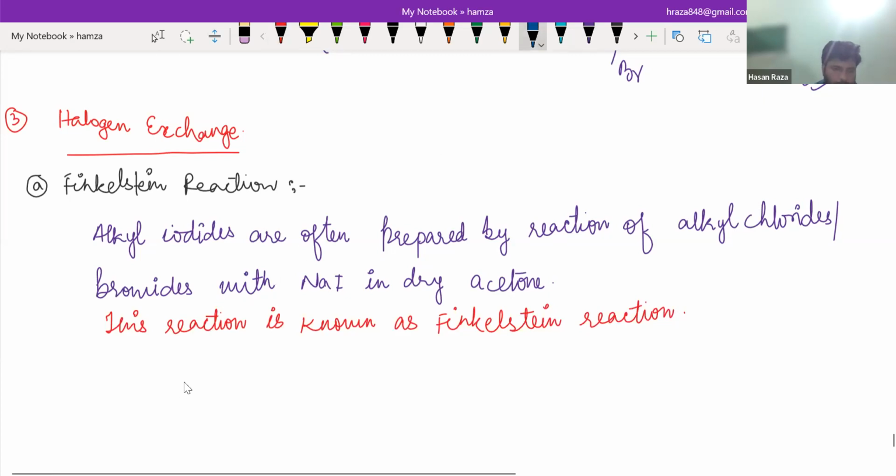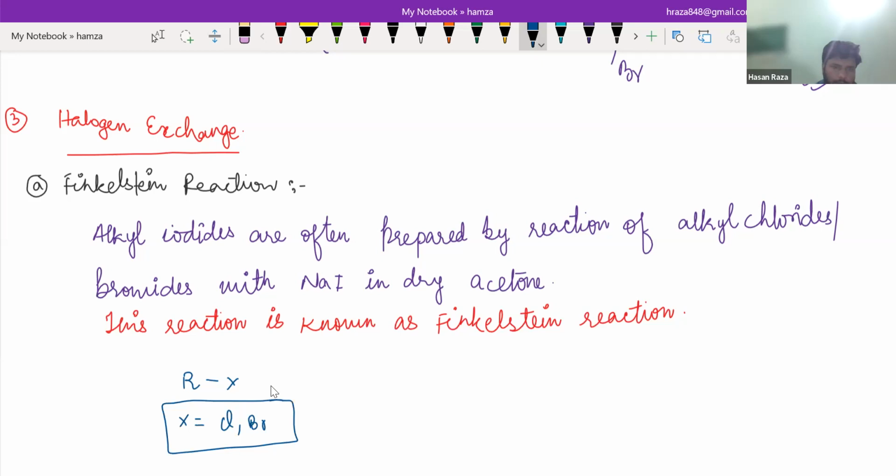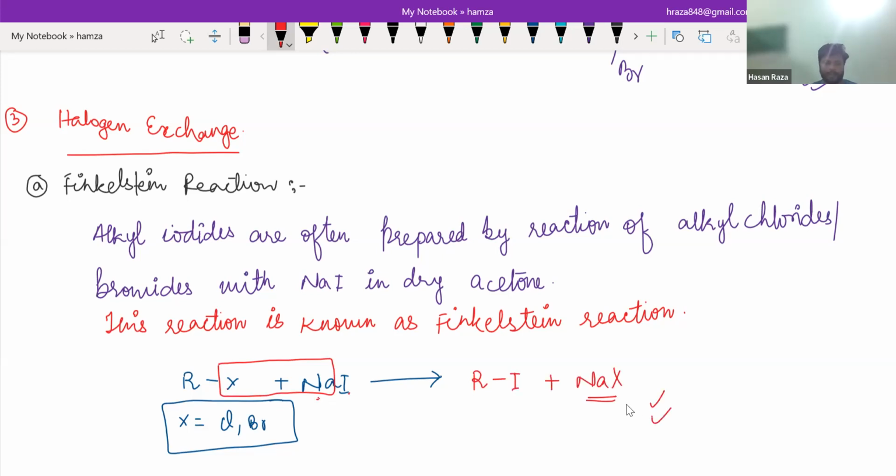reaction. Now suppose this is RX, and X only stands for chlorine and bromine, that reacts with sodium iodide, and there will be halogen exchange like this. The sodium of sodium iodide will go to X, giving NaX salt, and R will come with iodine, that is alkyl iodide, plus NaX. This NaX is a byproduct. Please write this.